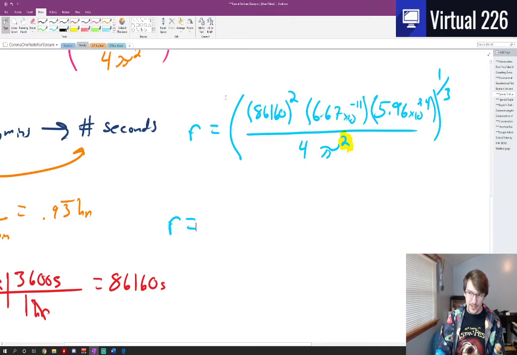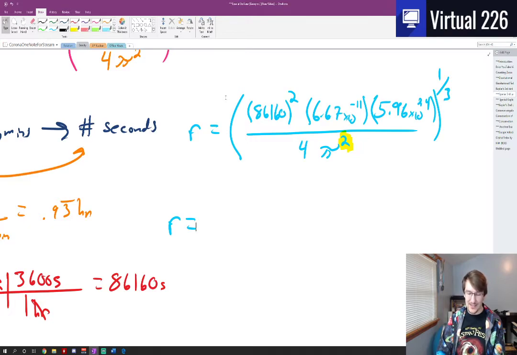Now I'll multiply that, so ans times 5.96 times 10 to the 24. I get 2.95 times 10 to the 24. I divide by 4, and this is where you've got to be careful. Pi squared is like dividing by pi twice. So I like to go divide by pi, divide by pi. I get 7.47 times 10 to the 22nd at this point.